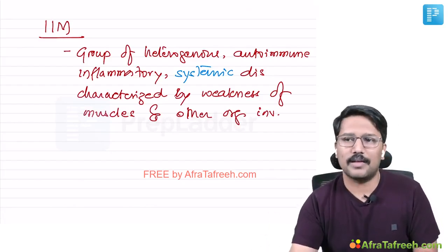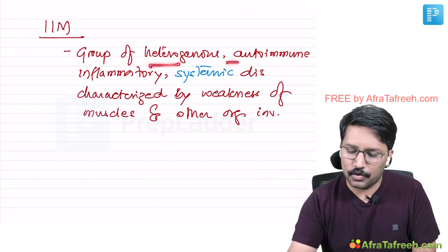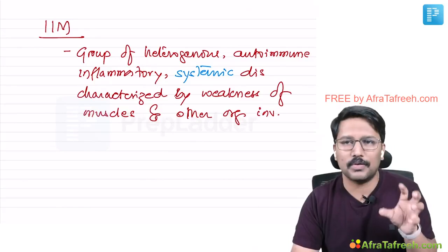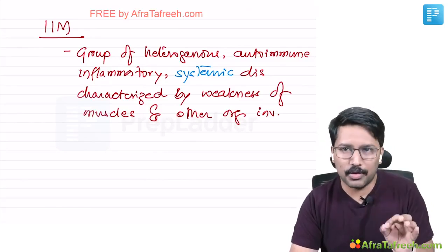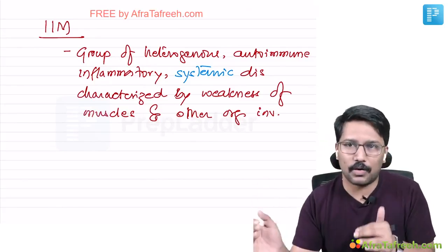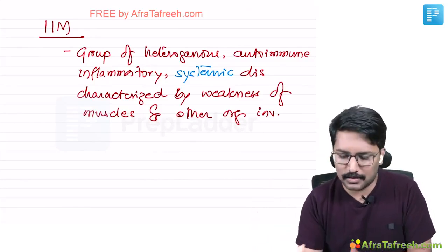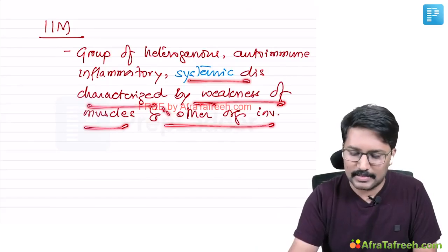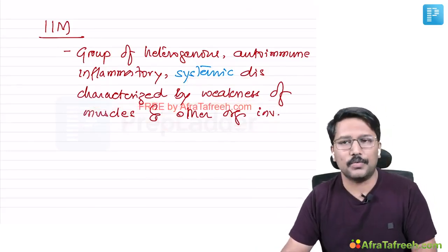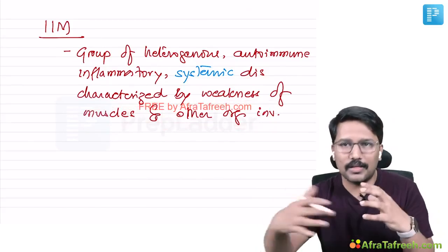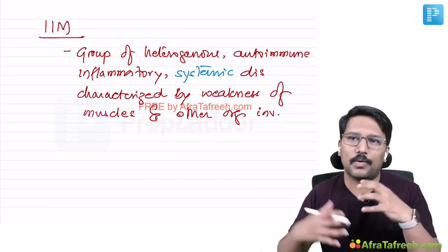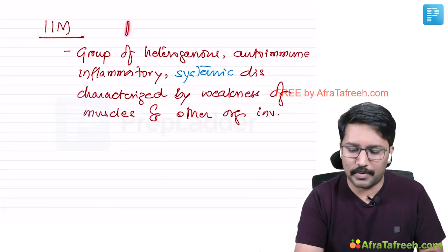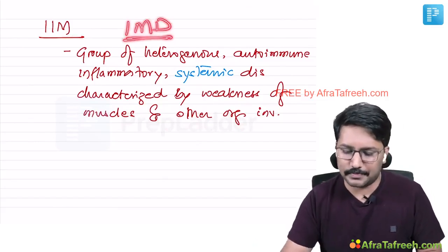Now, what are these idiopathic inflammatory myositis? This is how I define it: a group of heterogeneous autoimmune inflammatory systemic diseases. Pay attention, I'm saying systemic diseases because these are disorders where antibody mediated injury is also affecting other organs. This is not a muscle specific disorder. They are systemic disorders characterized by weakness of muscles and other organs. This definition brings all the conditions we will be discussing today under one umbrella of idiopathic inflammatory myositis, or inflammatory muscle diseases.